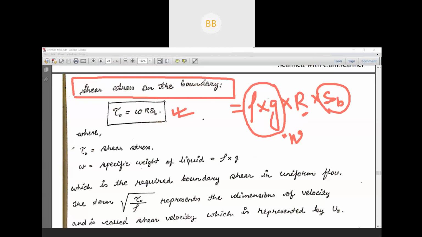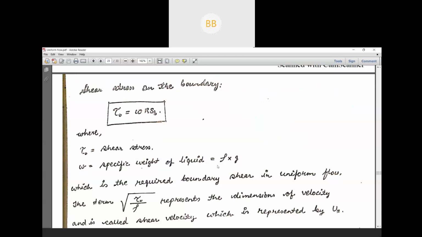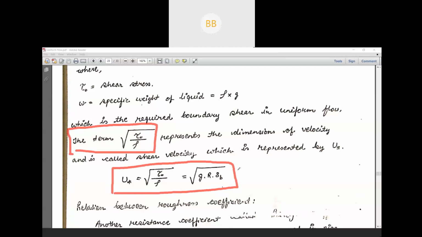Then you can write where tau is equal to shear stress, small w is the specific weight. Then you can write this. This is the mean boundary shear in uniform flow. The term root over is nothing but your shear velocity, or you can also write this expression as u star, which is your shear velocity.